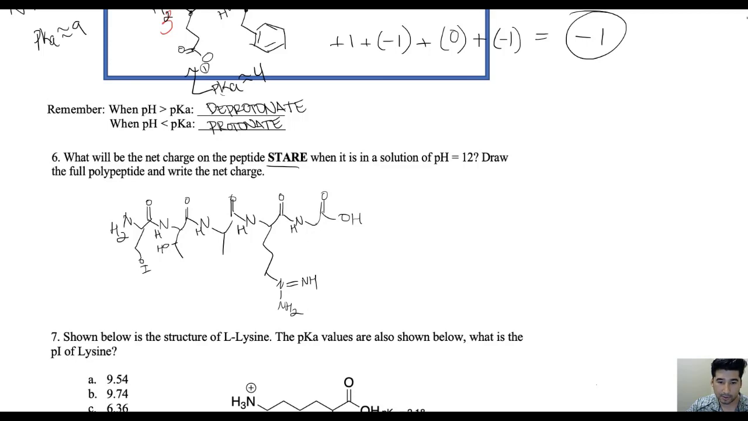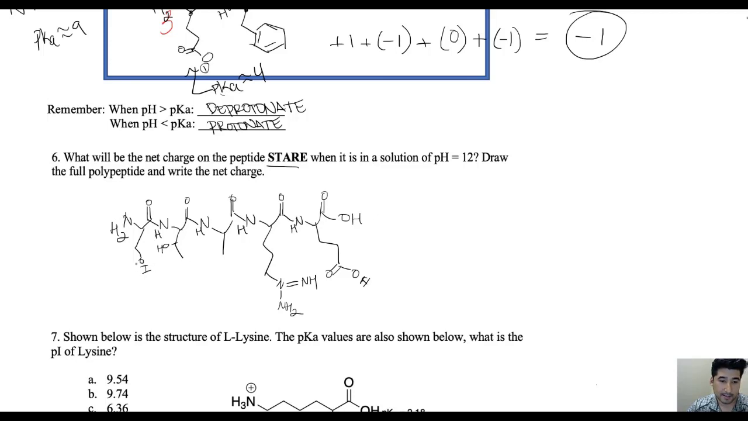And E is for glutamic acid. Alright, so I drew everything neutral, and we're going to draw everything at a pH of 12. So the pKa of this amine group is about 9. And so because the pH is greater than the pKa, this is going to be deprotonated.